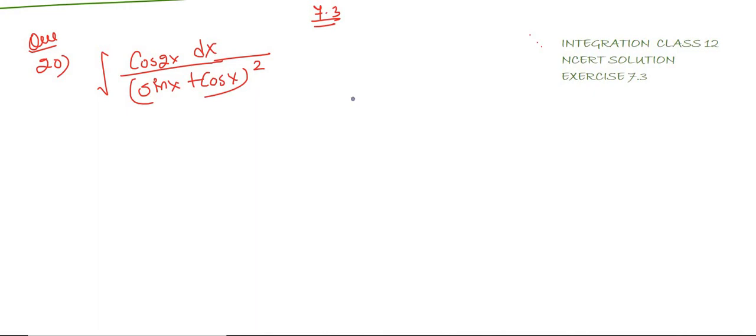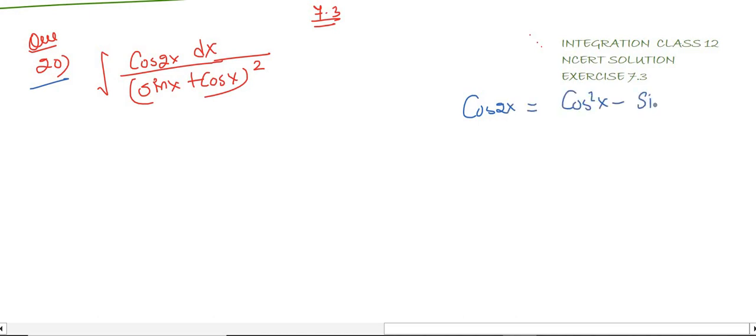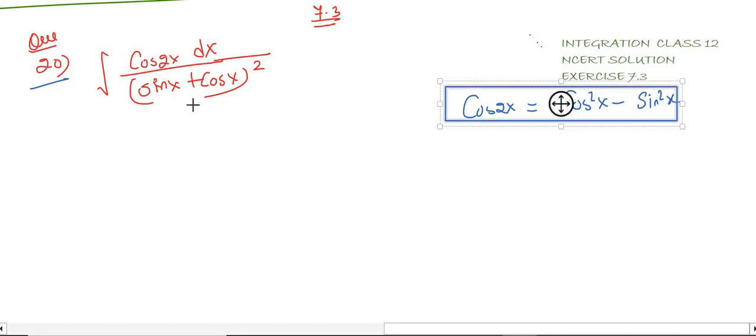Alrighty, everybody, here is question number 20 from 7.3. This is a very easy question. See here, we know that cos 2x is cos square x minus sin square x. This is a formula, so I'm going to use it here. Let's see what we can do.